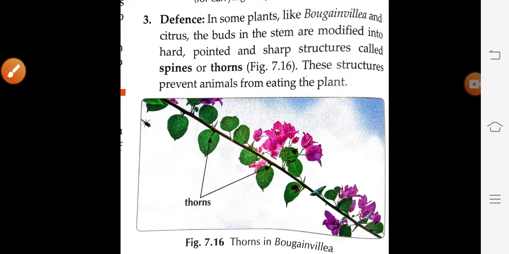So these three are the most important modifications of the stem. I hope you learned these things, and today's homework is to revise these three modifications of stem and read them one by one.